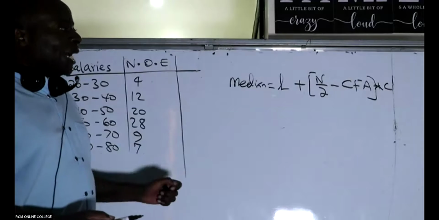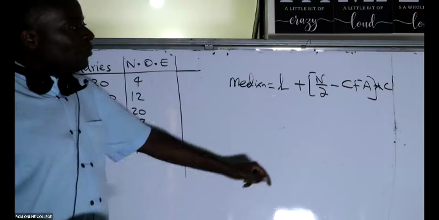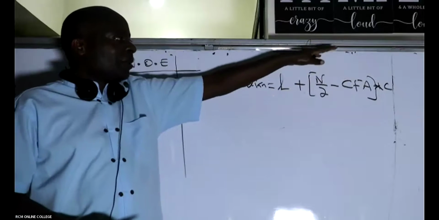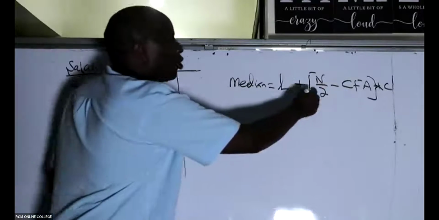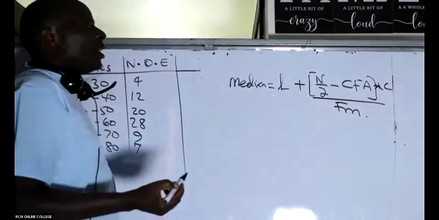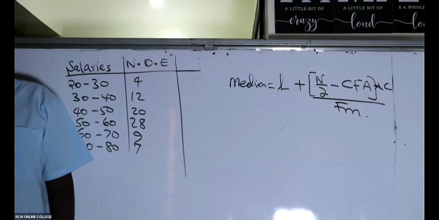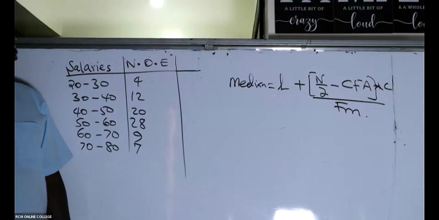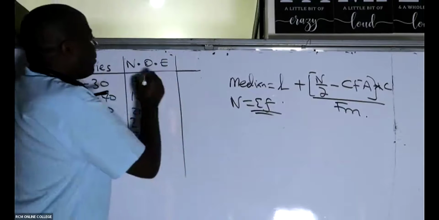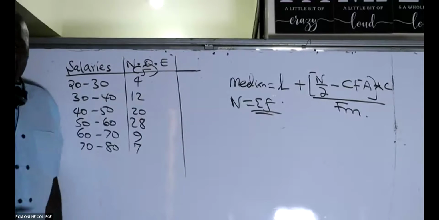So we normally talk of L plus n over 2 minus cumulative frequency of the class above the median, times the class size. Then we take this part alone divided by the frequency of the median class. This n stands for the sum of frequencies. Remember, the number of employees are our frequencies.